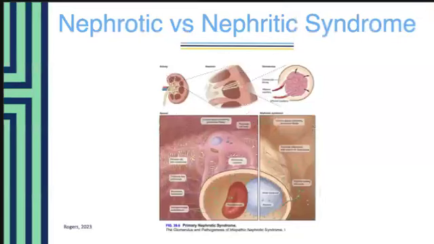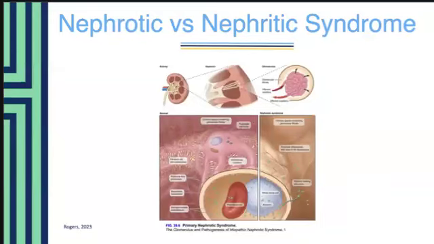Now we're going to go into nephrotic syndrome versus nephritic syndrome. These are two distinct kidney disorders with different underlying pathologies and clinical presentations. That is something that you need to compare and contrast and make sure that you understand. Nephrotic syndrome primarily affects the glomerular filtration barrier, while nephritic syndrome involves glomerular inflammation and injury.